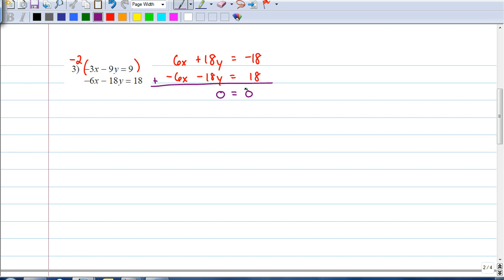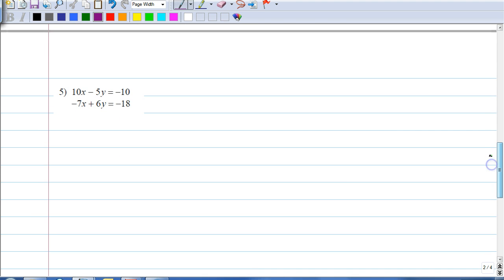So anytime, just like with substitution, anytime your variables cancel out and you're left with a true statement, that means you have infinite solutions. If your variables cancel out and you're left with a false statement, that would mean there would be no solution. Let's look at the next one.